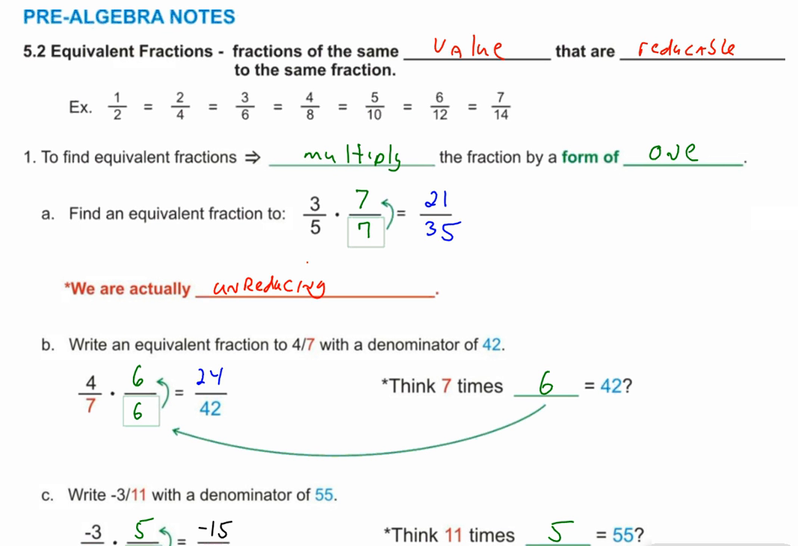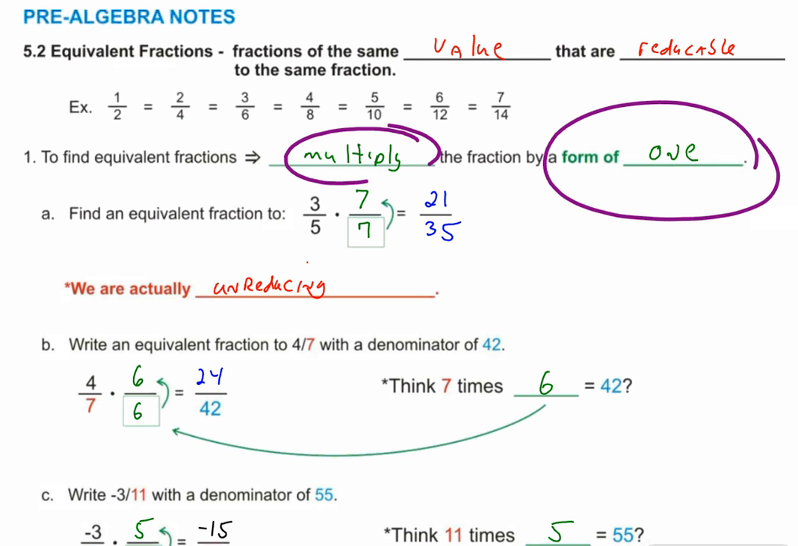All right, so equivalent fractions, right? Fractions of the same value, fractions that are reducible to the same fraction. 7/14 reduces to a half, etc. I'm not going to take all the time that I talked about that with. To find equivalent fractions, multiply by a form of 1, right? That's what we were just doing. We want to multiply by a form of 1.